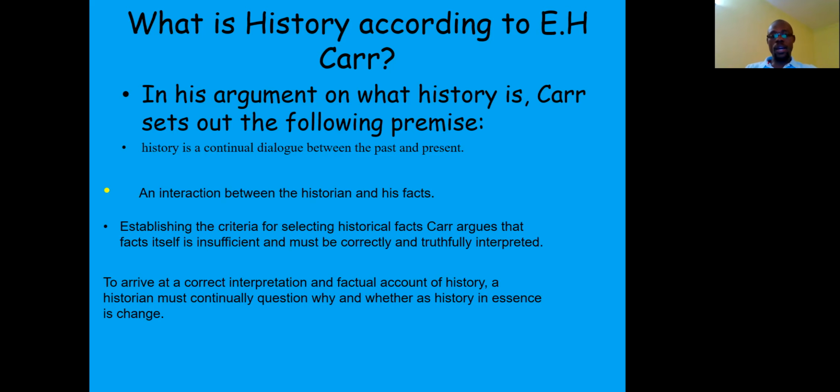Establishing the criteria for selecting historical fact, Carr argues that fact itself is insufficient and must be correctly and truthfully interpreted. So this is where we come across the whole aspect of interpreting our facts. It's not just a matter of throwing them there. So up to here, at least you're seeing some developments as far as the definition of history is concerned. It's all about us correctly and truthfully interpreting the facts that we are talking about.